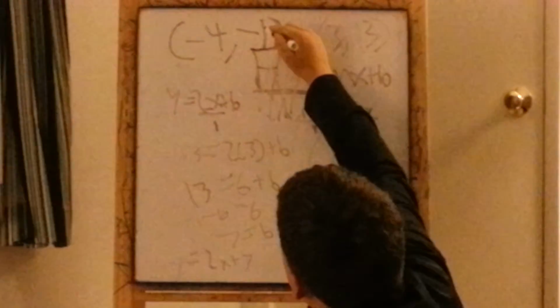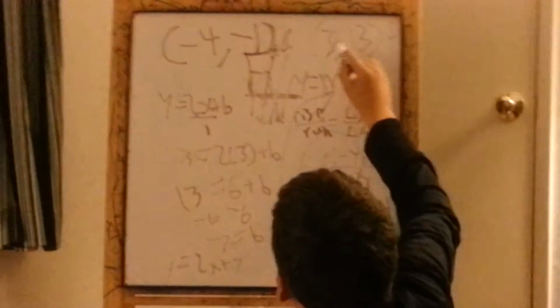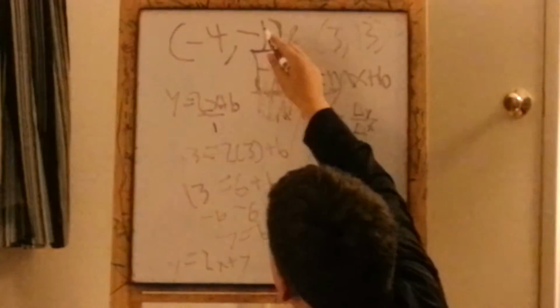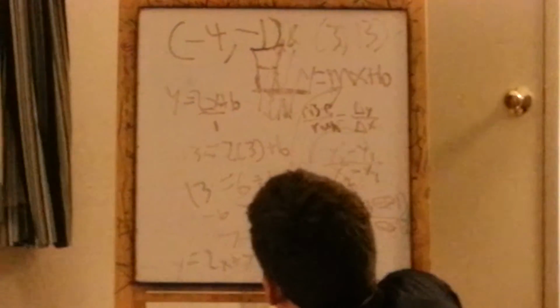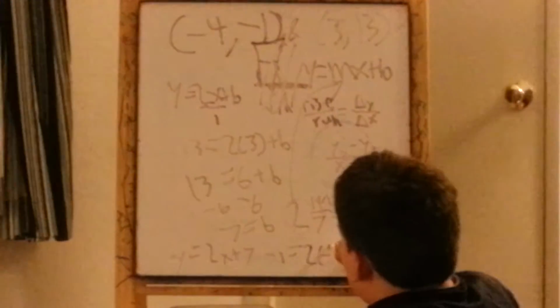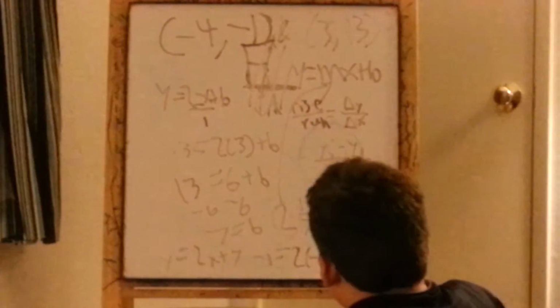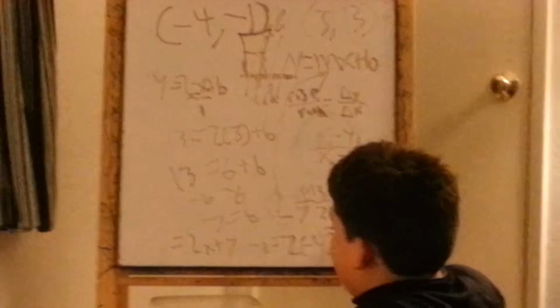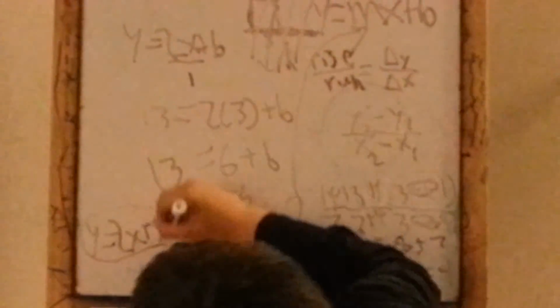Let's test this. I already know this one to be correct, so let's try this one. y is -1 equals 2 multiplied by -4 plus 7. -1 equals -8 plus 7, which we all know is -1 equals -1. Our equation is proven to be y equals 2x plus 7. And that goes through the points -4, -1, and 3, 13.